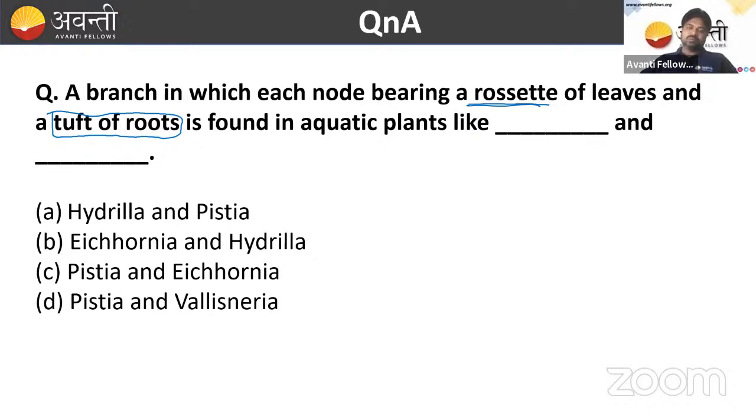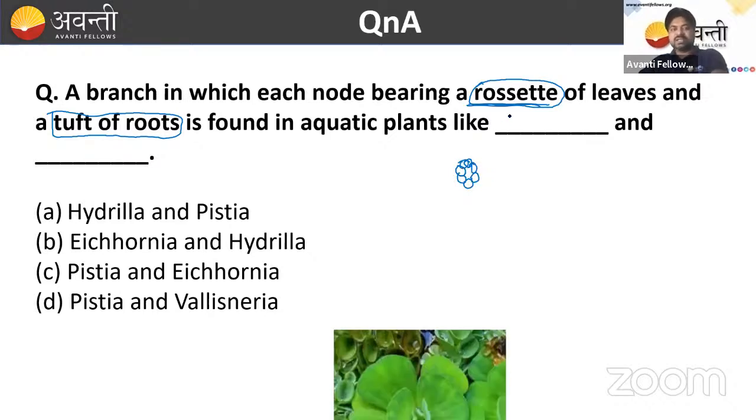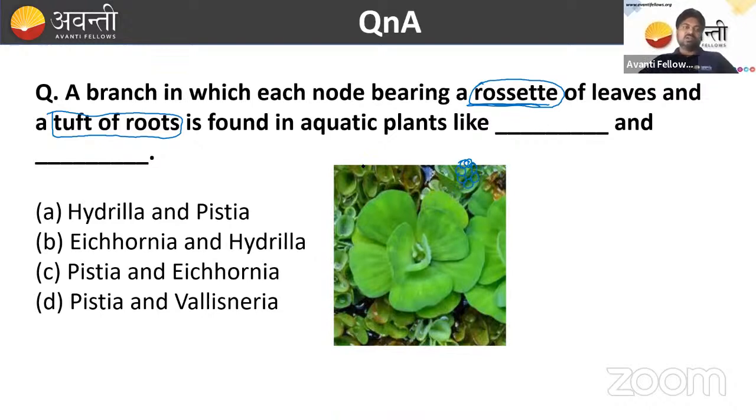Okay, so I'm ending this poll, and the question is: a branch in which each node bears a rosette. Then what is meant by rosette? Rosette is a group of leaves, the round, spiral arrangement of leaves. You can see in this picture the leaves arranged spirally in a round condition. That type of condition is known as the rosette.